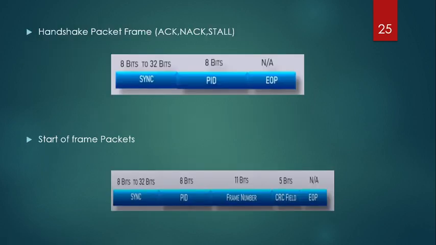Next, we have the handshake packet. In the case of the handshake packet, we can again have acknowledgement, negative acknowledgement, and STALL. These also have different meanings. If it is an acknowledgement, it means that the packet has been successfully and correctly received, and negative acknowledgement means that it has not been received, so it has to inform the sender to retransmit the frame.